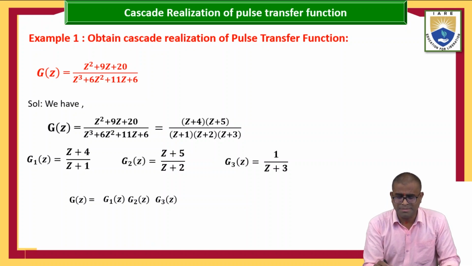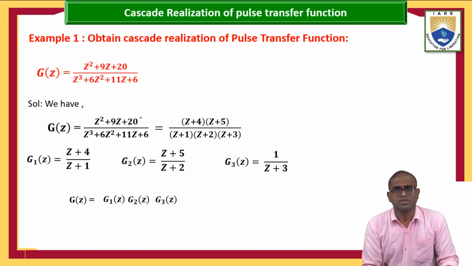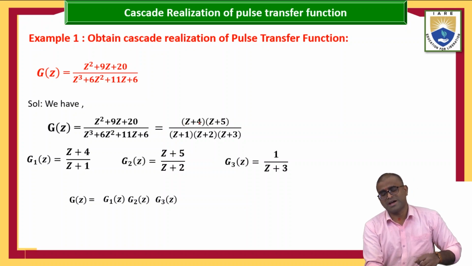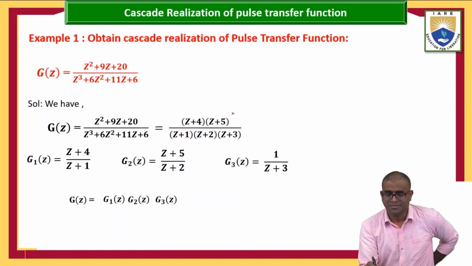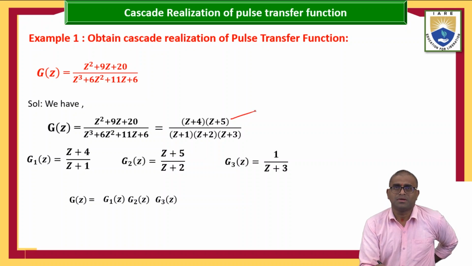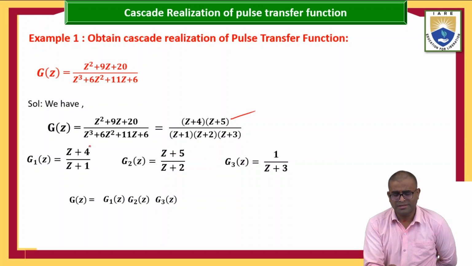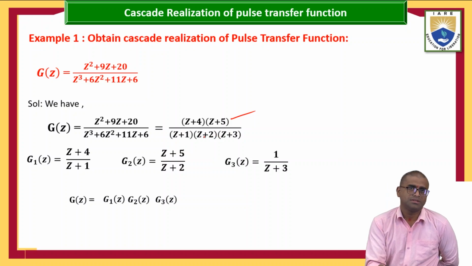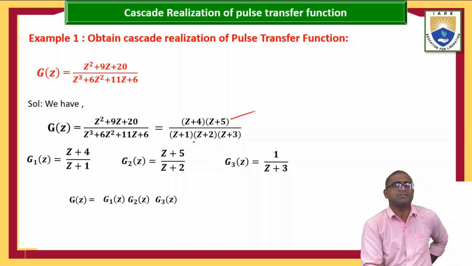For the numerator, the roots will be (z plus 4) into (z plus 5). Multiplying, z square plus 5z plus 4z plus 20, that is z square plus 9z plus 20. Coming to the denominator, z cube plus 6z square plus 11z plus 6, the roots will be (z plus 1), (z plus 2), (z plus 3).